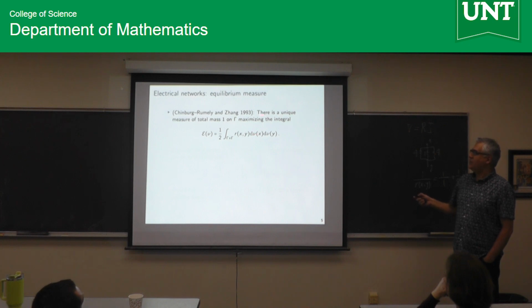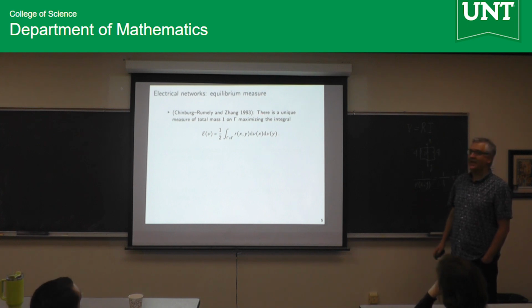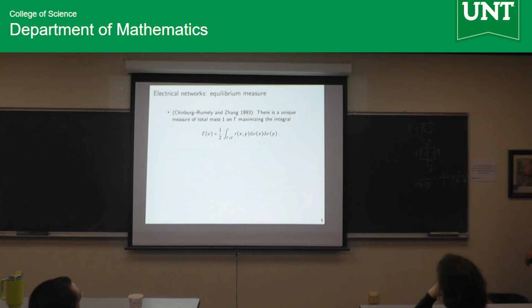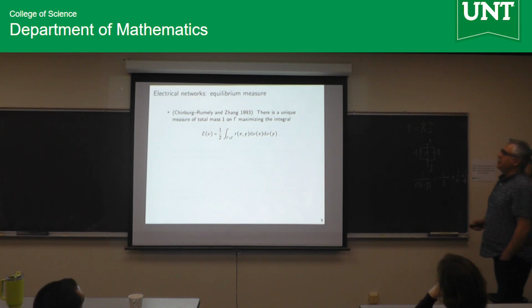So for any measure of total mass 1, and I'm not saying probability measure, I'm allowing negative numbers, you can write a double integral like this. And I'll justify it in a moment from physical intuition why you would write such a thing. And then they prove that there is a unique measure that makes this double integral maximal, maximizing this integral. And this is a key definition for my talk.